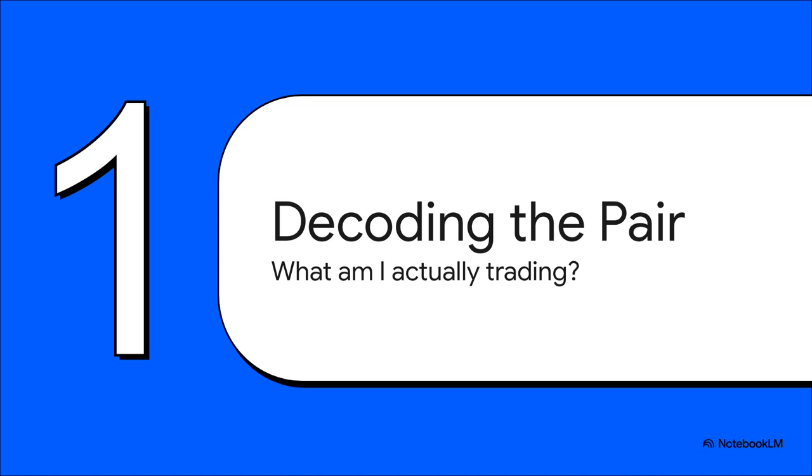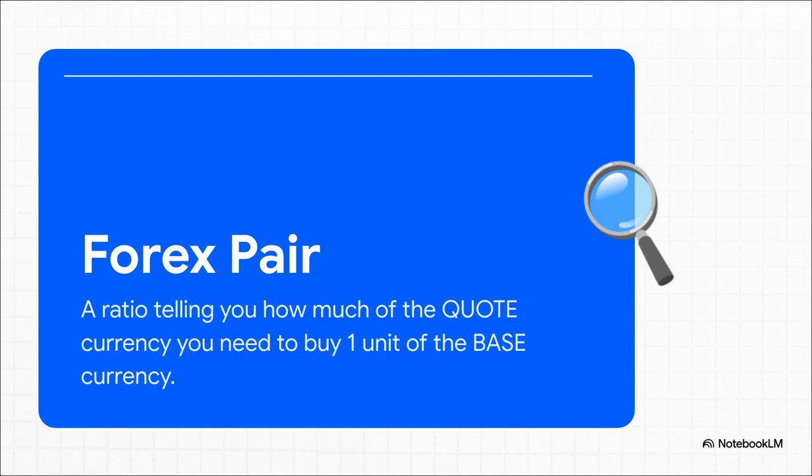Okay, first things first. Before you can trade anything, you've got to know what it is you're actually trading. And in Forex, that all starts with understanding the currency pair. A Forex pair is really just a price tag. It's that simple. So when you see EUR/USD at 1.1000, the market is just telling you that to buy one single euro, it's going to cost you $1.10. It's just a direct comparison of value between two different currencies.